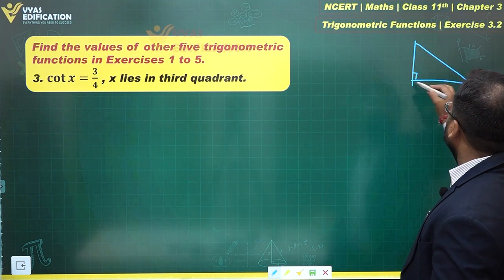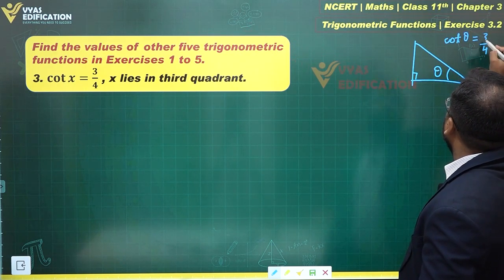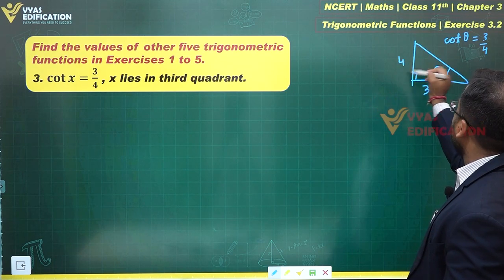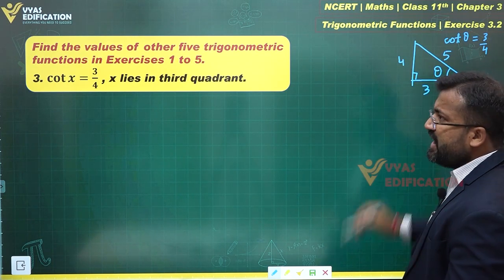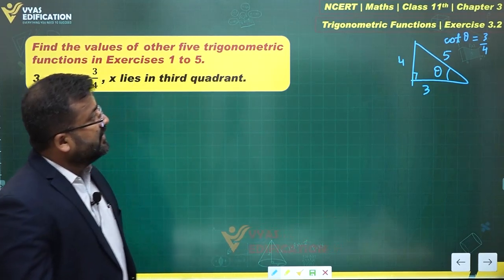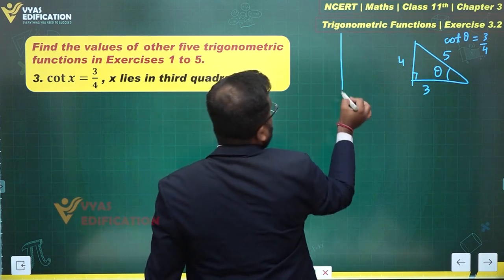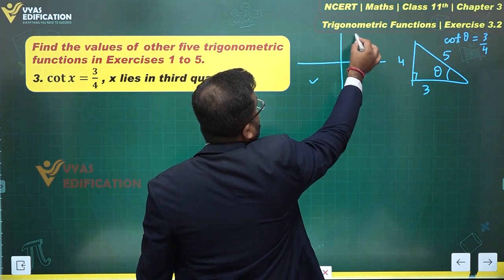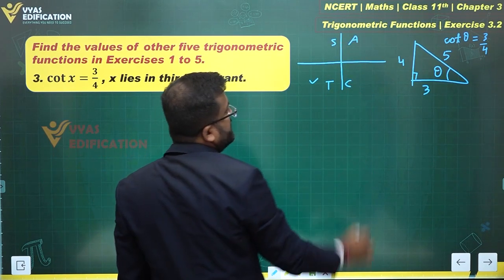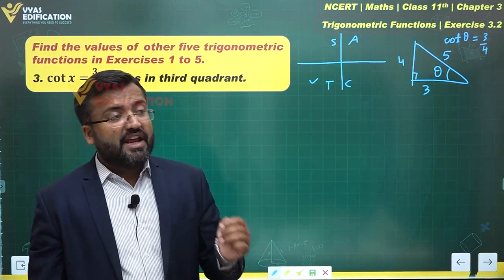a right angle triangle. If this is theta, cot theta is 3 by 4, this will be 3, this will be 4, and this hypotenuse can be easily found by the Pythagoras theorem. This will be 5, right? So cot theta is 3 by 4 and x lies in the third quadrant. In the third quadrant, all sine, tan, cos, so tan and cot would be positive, other 4 would be negative.